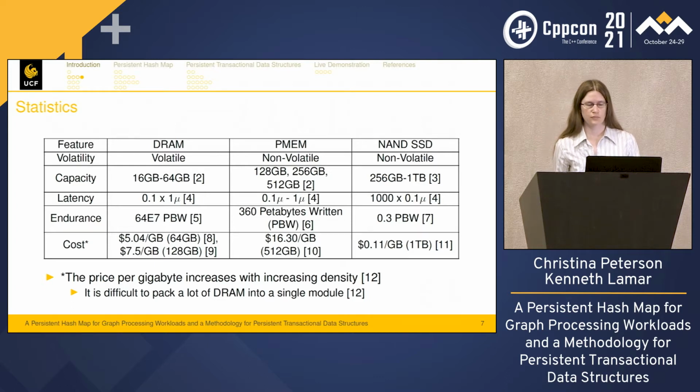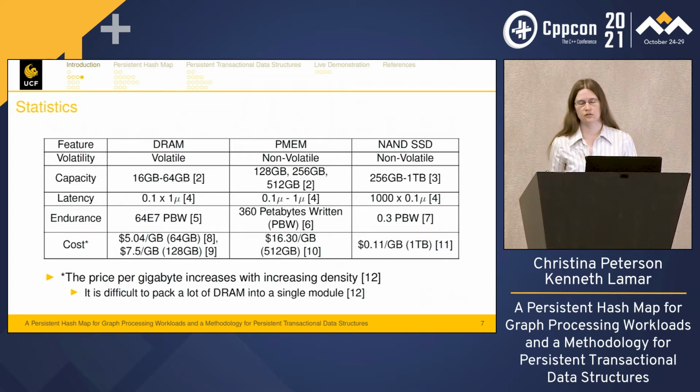So persistent memory latency falls between about 0.1 and 1 microseconds. If we look at the fastest time of persistent memory, it's about 1,000 times faster than NAND SSD. And if we look at the slowest latency of persistent memory, it's about 10 times slower than DRAM. So we can see that our latency is much closer to DRAM than to the NAND SSD.